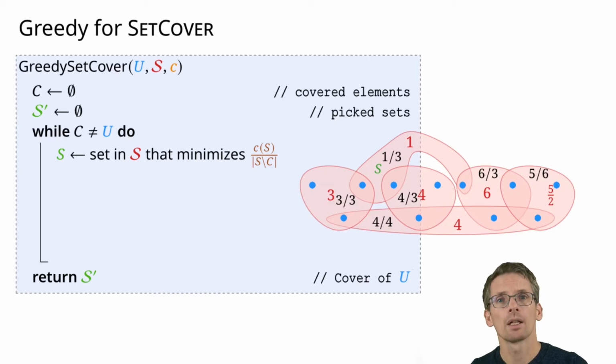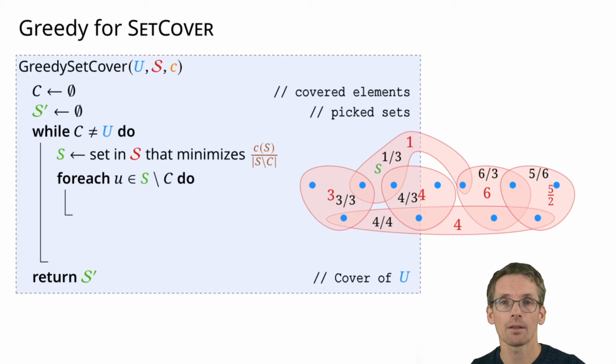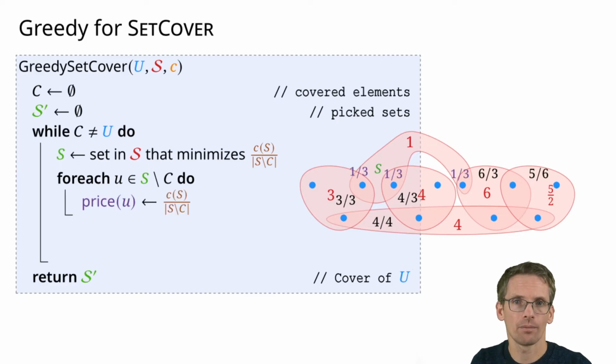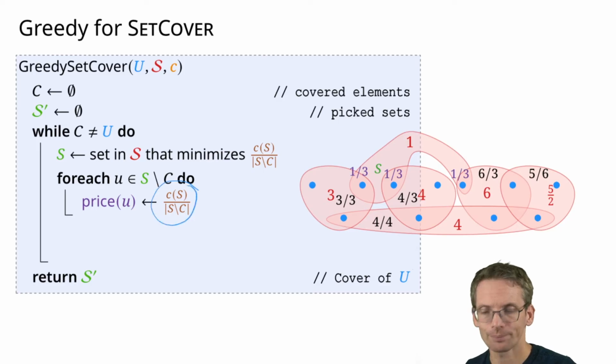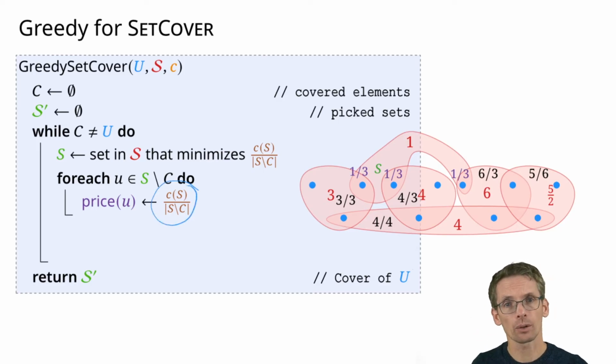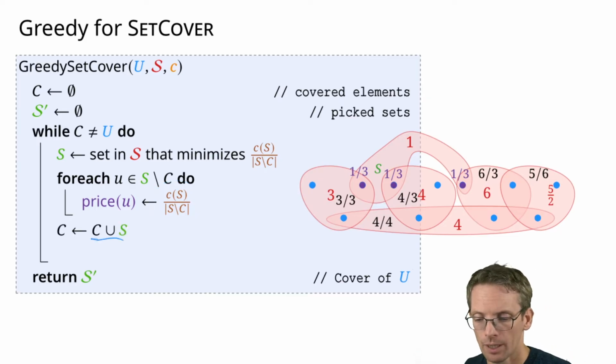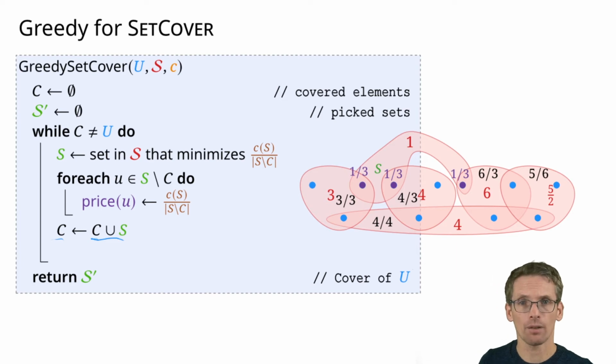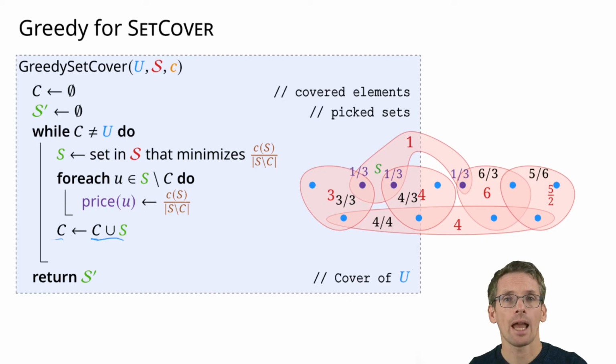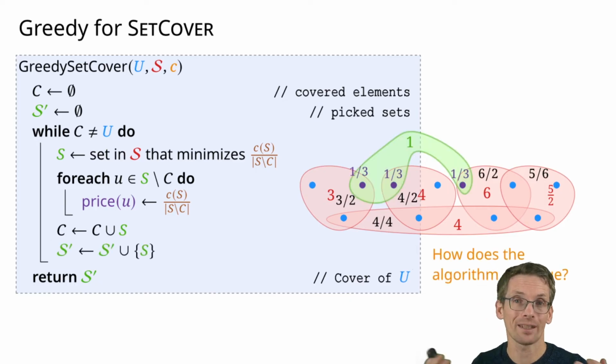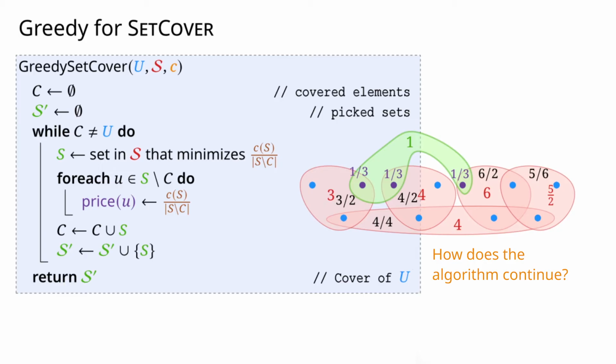What I do is for each element in that set that hadn't been covered previously, we set the price to the current per element cost here. Then we're going to add those elements to the set of covered elements, by taking the previously covered elements union with our current set, and we add our set to the set of sets selected. So here we now have already the per element costs for the remaining sets updated. What would be the next step?